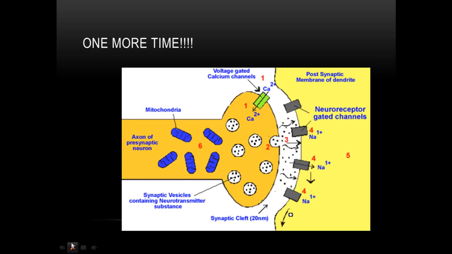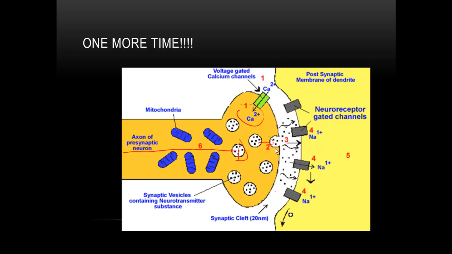So one more time, here it's nicely numbered. Variety is the spice of life. So the impulse arrives at the end of the neuron, the axon. This causes these gates to open, calcium gates. They open up, calcium diffuses in. So number 1. Number 2, this causes the vesicles to move to the presynaptic membrane.